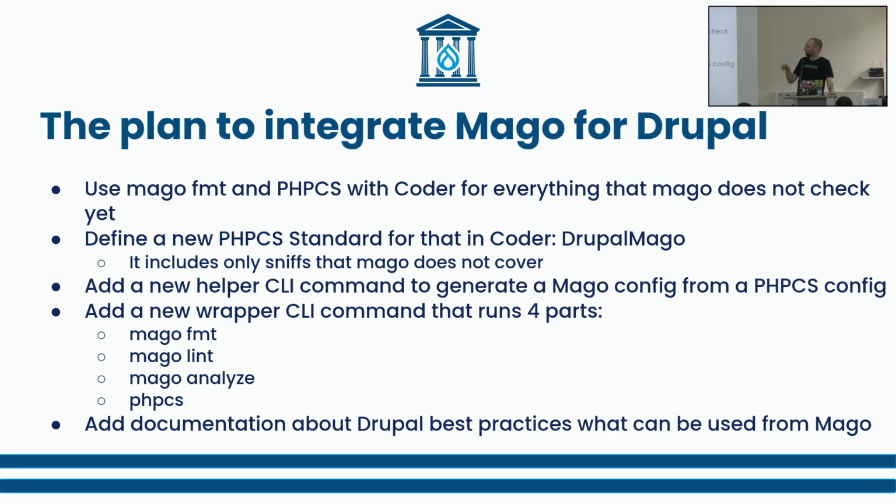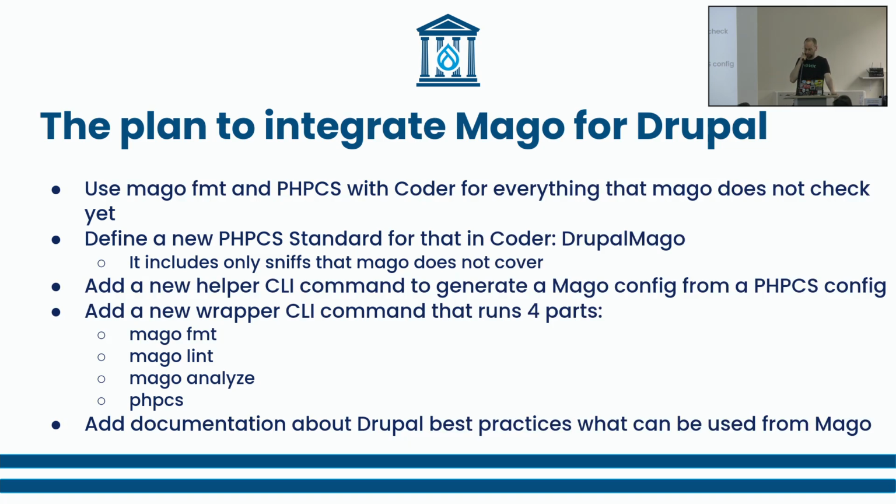But in the future, you can use this new Drupal Mago standard with PHP Code Sniffer, then it will only check the Drupal-specific things and give the formatting completely to Mago. I'm also planning to look into the CLI commands because maybe it's good to have a helper method which generates the Mago config file for you. So if you set up your project with PHP Code Sniffer already, I think it would be very quick to make a Mago config out of that, and then you can run it immediately.